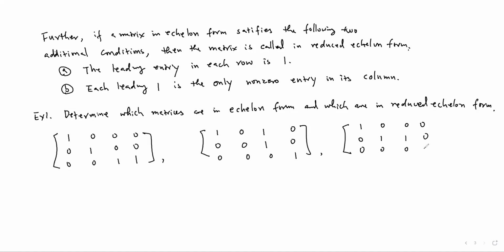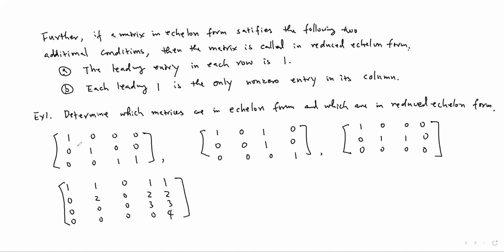Zero, zero, zero, zero. And the fourth matrix is 1, 1, 0, 1, 1. 0, 2, 0, 2, 2. 0, 0, 0, 3, 3. 0, 0, 0, 0, 4. Four matrices. Which ones are in epsilon form and which are in reduced epsilon form?